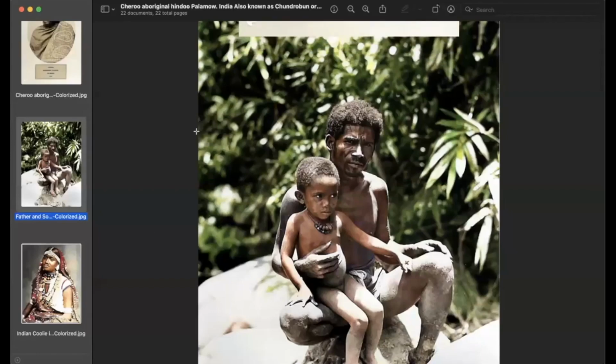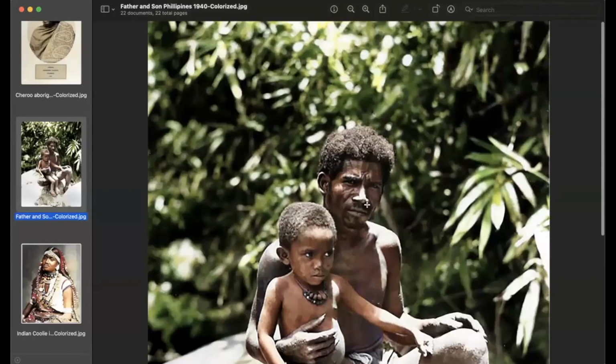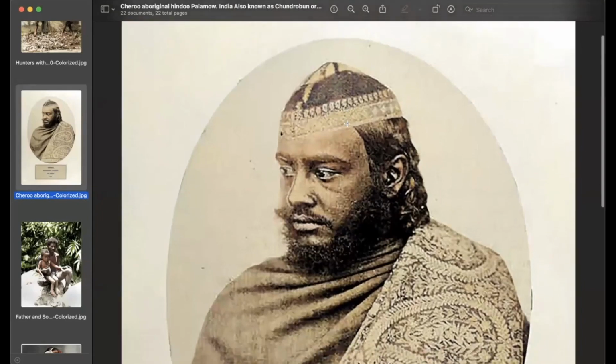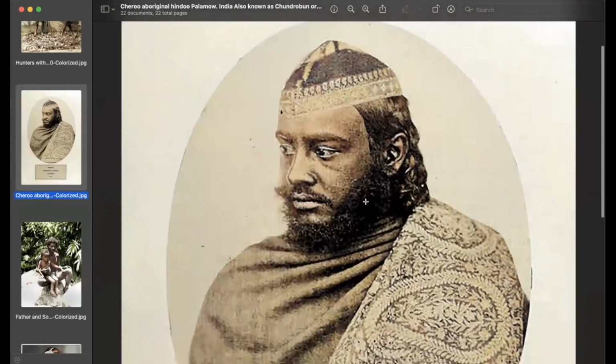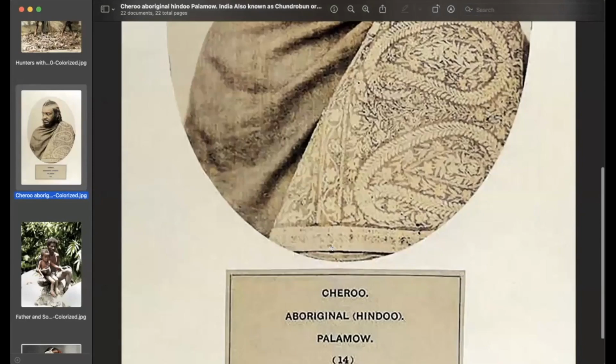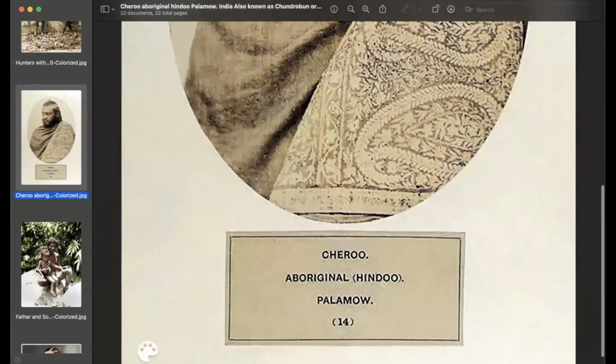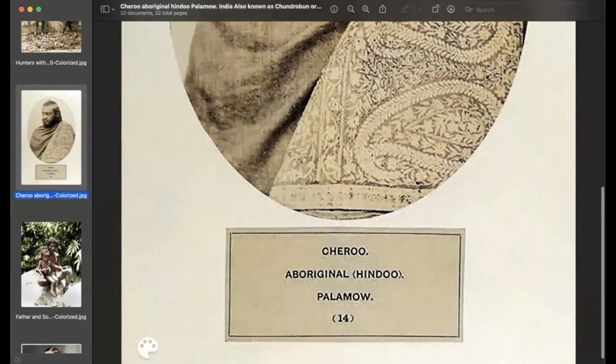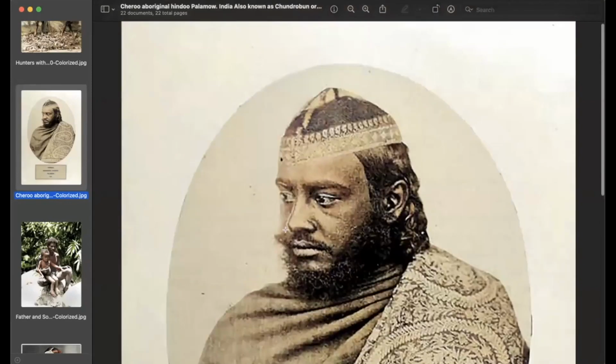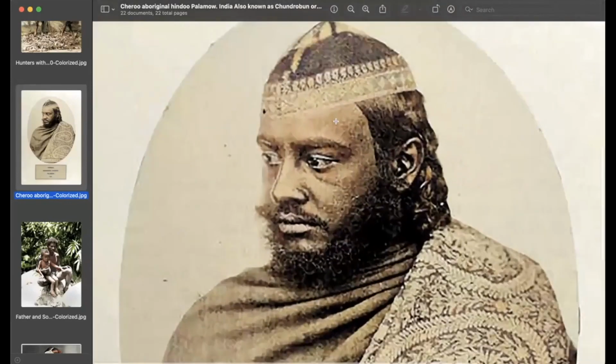We have here another, says here, father and son of the Philippines. As you guys can see, from the Philippines. All right, indigenous people from there. They're not from Africa. You got to break the spell. This is a Hindu right here. As you guys can see, when we picture Hindus, we picture something else. This is a Cheru man, Aboriginal Hindu from the Palamau region of India. All right, as you guys can see, take a good look.